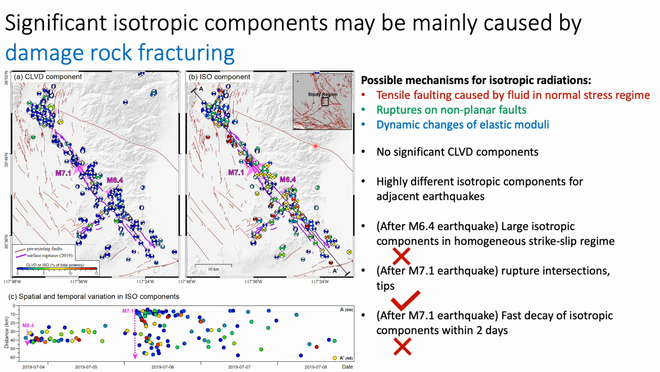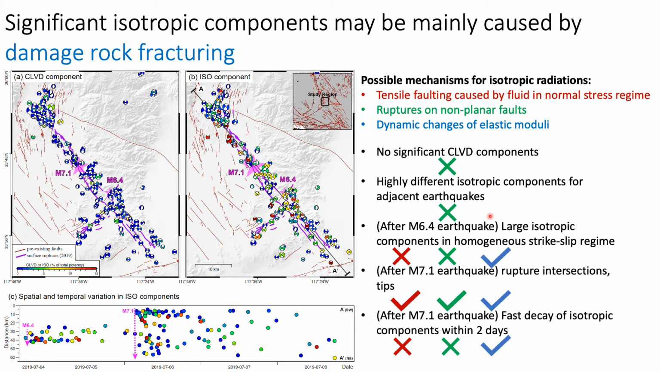The fluid-induced tensile faulting events cannot explain the observed strike-slip stress regime and the fast decay of isotropic components after the mainshock. For ruptures on faults with complex geometry, we may also expect large CLVD components and a complex stress regime without strong temporal variations of isotropic components. Therefore, these two mechanisms cannot explain some of the observations.